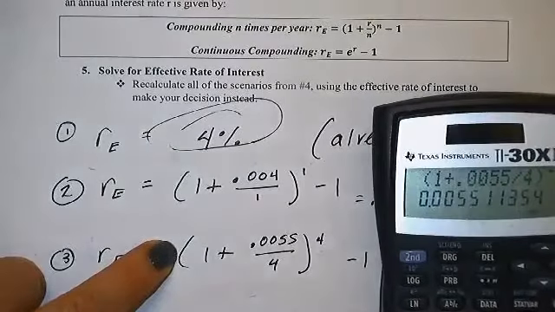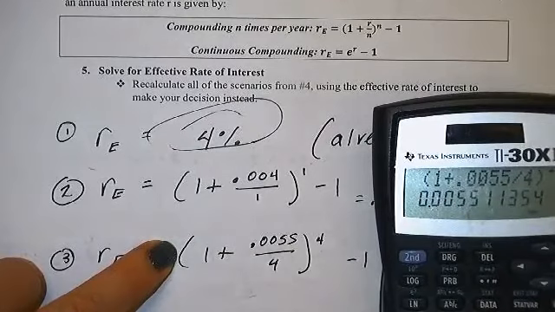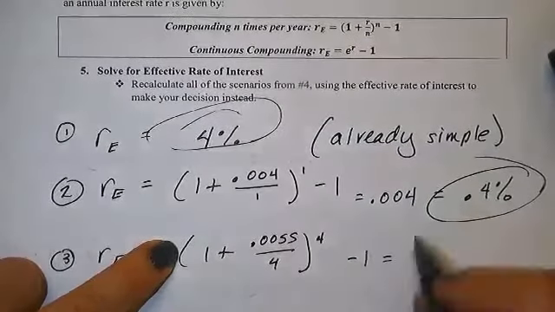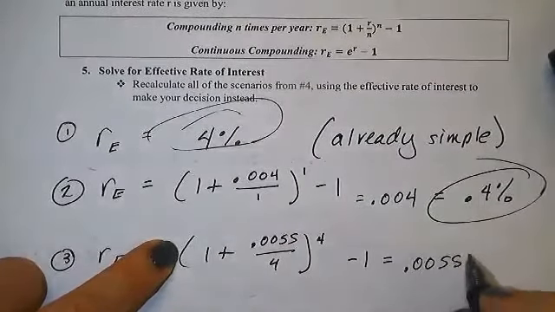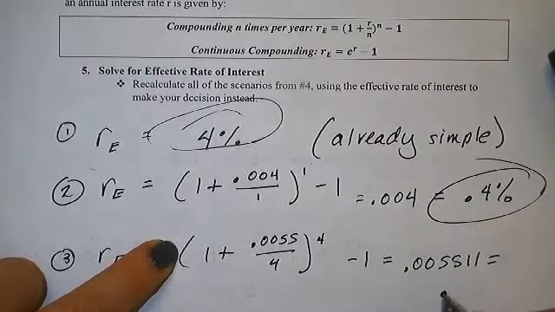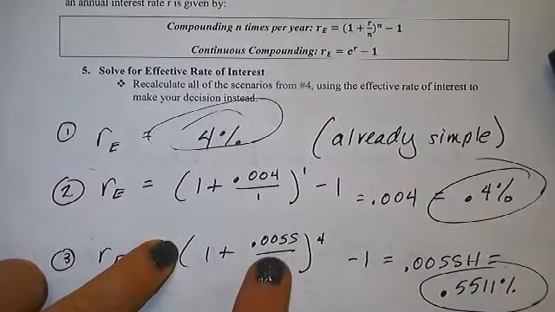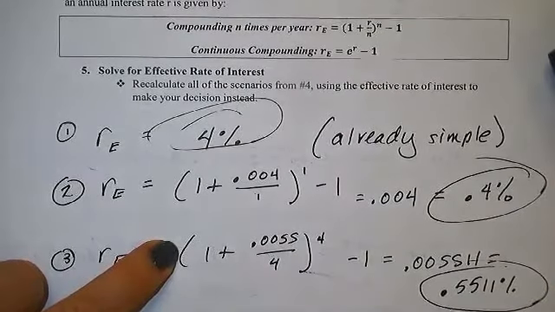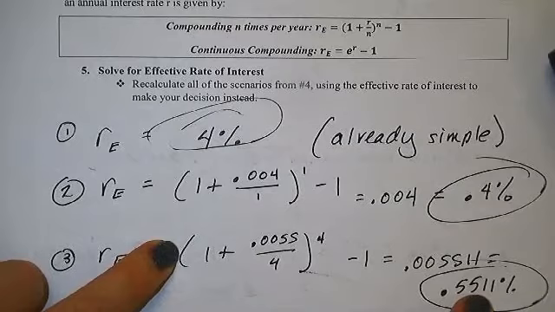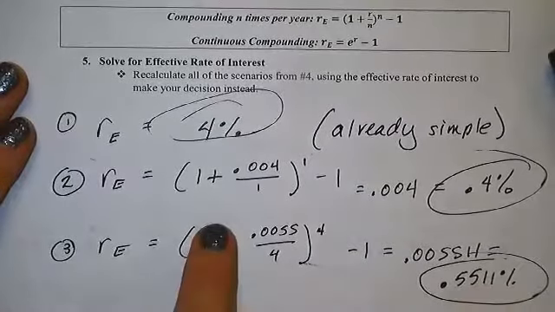So it looks like we're getting an interest rate of 0.005511, which is 0.5511%. So you can see how the 0.55% has now risen to 0.5511%. And that's because of the 4 times a year compounding. So it is an effective rate that is higher than what we started with.